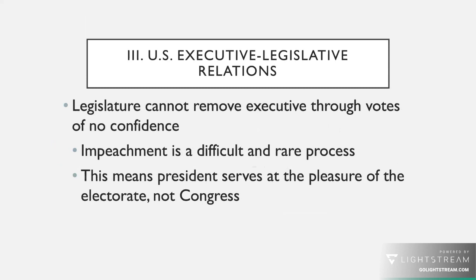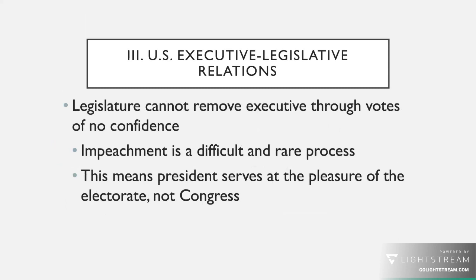And so the impeachment process, as you know, is a two-step process where the House of Representatives has to vote to impeach on articles of impeachment for the president, and then that leads to a trial in the U.S. Senate. So these are significant obstacles toward the removal of the president by the U.S. Congress. So it is a difficult and rare process.